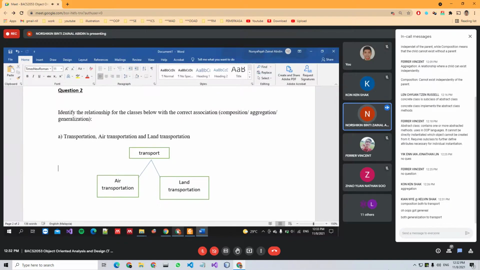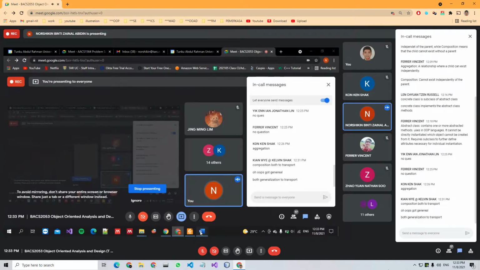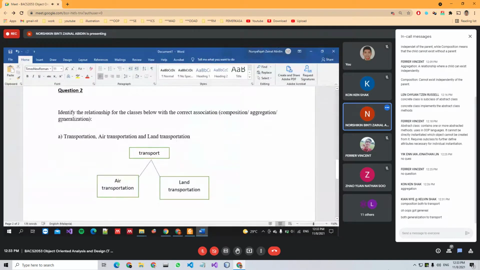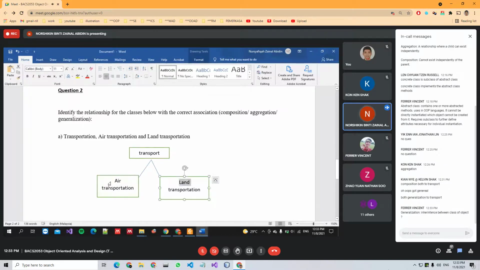First, this is a generalization. Okay, this is a generalization because land and air are part of transport. As you can see, this is the diagram for generalization. So it is a generalization, but what is the relationship? Is it a composition or an aggregation?